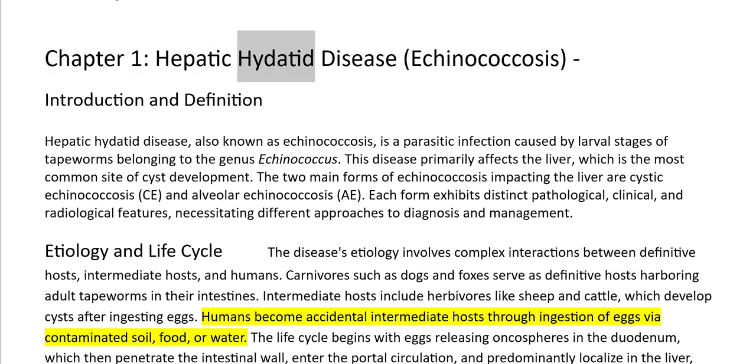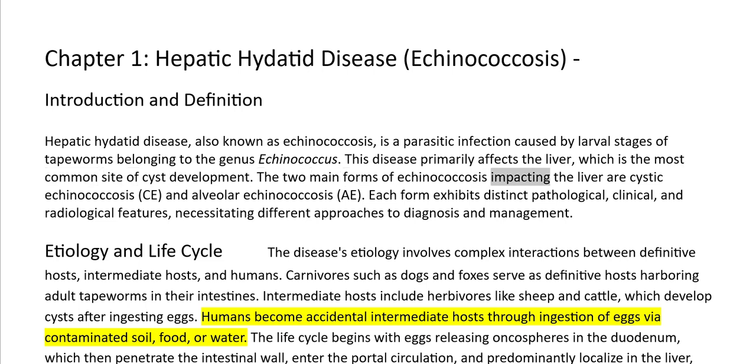Chapter 1. Hepatic Hydatid Disease, Echinococcus. Introduction and definition. Hepatic hydatid disease, also known as echinococcus, is a parasitic infection caused by larval stages of tapeworms belonging to the genus Echinococcus. This disease primarily affects the liver, which is the most common site of cyst development.